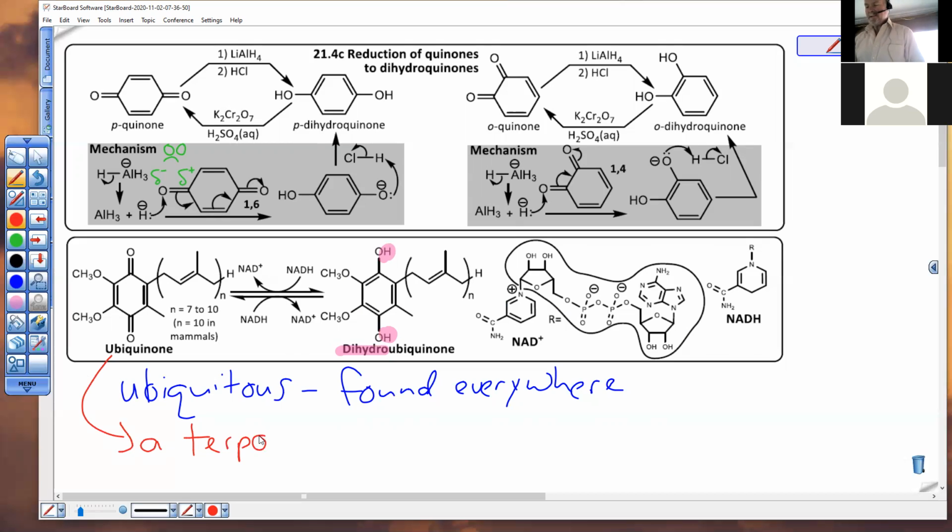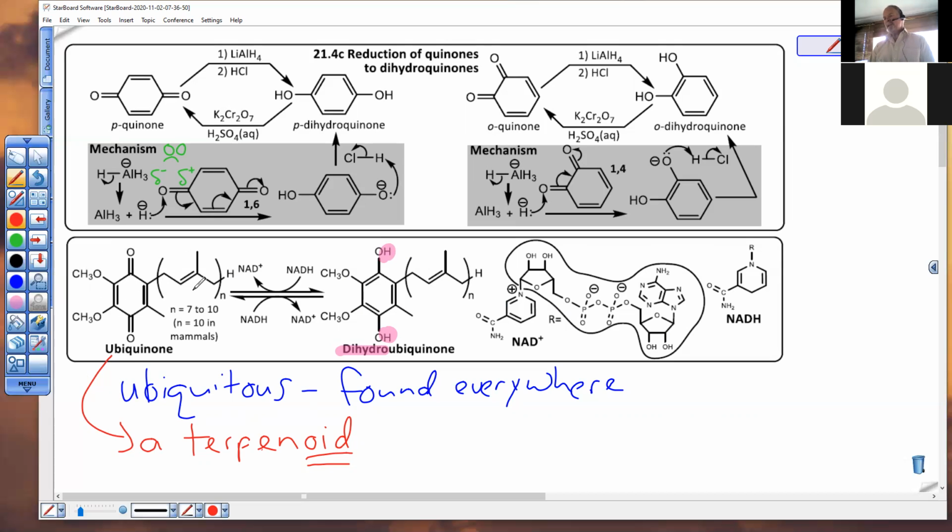Oops, that's just going to look bad. Terpenoid. Oid as a suffix means like or ish. This portion over here does not qualify as a terpene. It's the business end, by the way, of ubiquinone, but the majority of the molecule is based on a terpene. So terpene chemistry was used to make the tether over here.